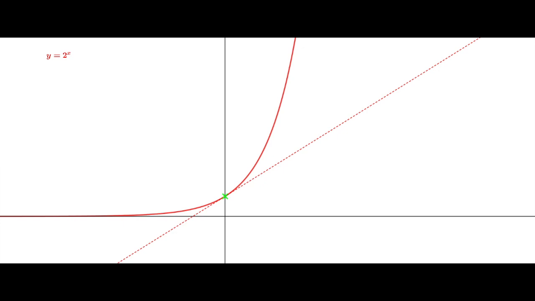Here's the graph y equals 2 to the x. And the question I want to ask is, what is the gradient of the tangent at that point, the green point, where it crosses the y-axis? That's the point 0, 1. Well, we'll proceed as we normally do for finding gradients of curves.